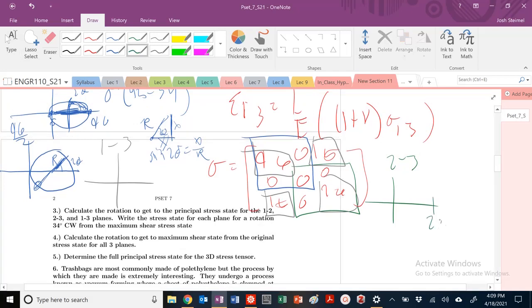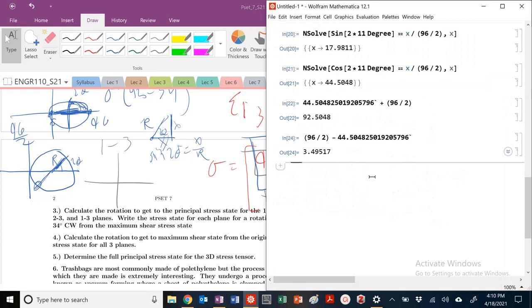So I've got 26, I've got 0, that's my circle. So I know I'm already in the principal stress state, so 0-degree rotation there. I need to do a 90-degree rotation in 2 theta space, so that's a 45-degree rotation. And if I want the stress state, you see I'm kind of answering this question as well, to get to the maximum stress state.